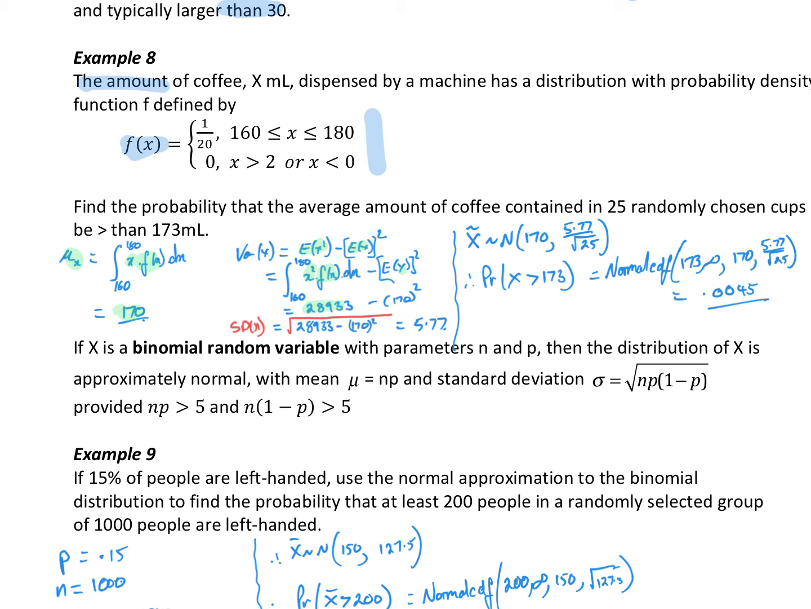So if I work out that integral first, that integral in green comes to 28,993. E of x squared is 170 squared. If I work out that total, might as well use red, I end up with a standard deviation of 5.77. Okay, so that's what the standard deviation of that particular continuous distribution is.